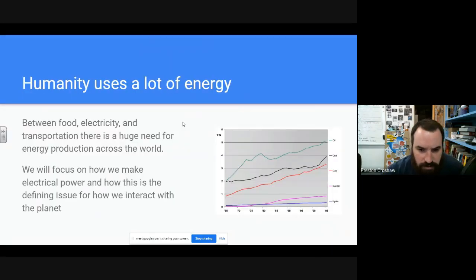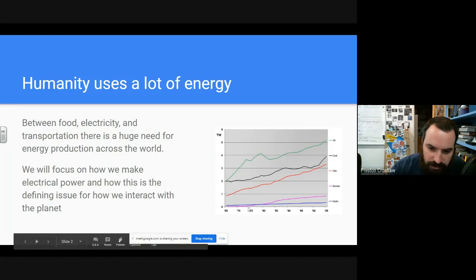Humanity uses a lot of energy. So food, electricity, transportation. We're going to focus on electrical power. If you want to get this into your notebooks, go ahead and pause the video. I will be uploading this slideshow to Canvas files as always, so you can find all this information here if you don't want to come back and watch this video and listen to my voice, which is understandable.